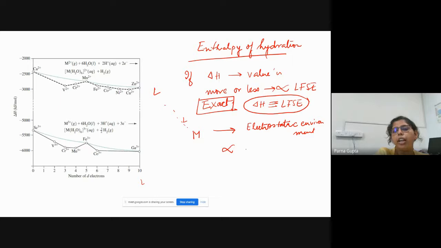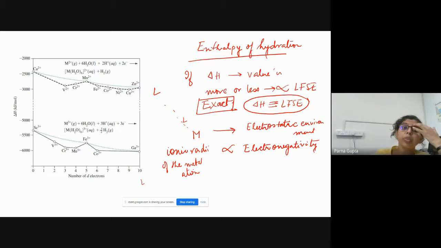So here you can vary the factor, say the electronegativity in the Pauling scale, that it varies accordingly. Number two, and the most important factor, is the ionic radii of the metal atom. As it goes to the right side, this ionic radii value decreases and the interaction is better, and then the value is also decreasing.